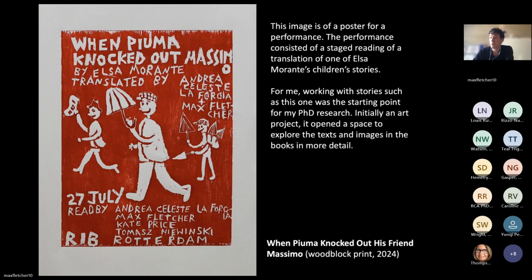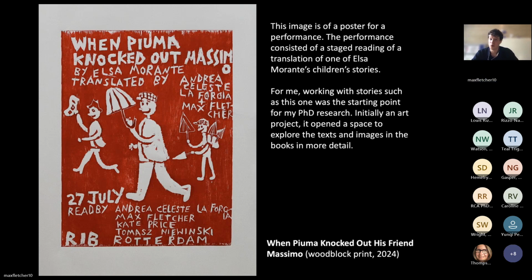So I think maybe this image here is a nice image to start with. The image is a poster for a performance that took place last summer in Rotterdam. It consisted of a stage reading or a translation of one of Elsa Morante's children's stories, When Puma Knocked Out His Friend Massimo. For me, working with stories such as this one was the starting point for my PhD research. Initially an art project, it opened the space to explore the texts and images in Morante's books, amongst others, in more detail.